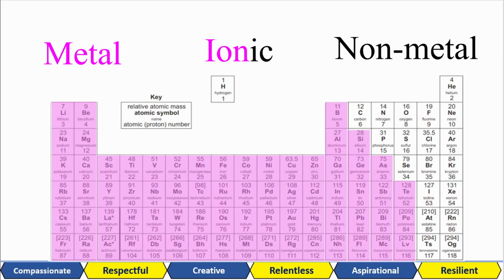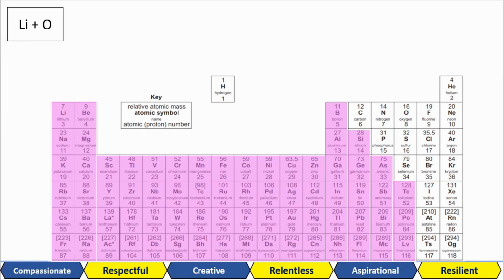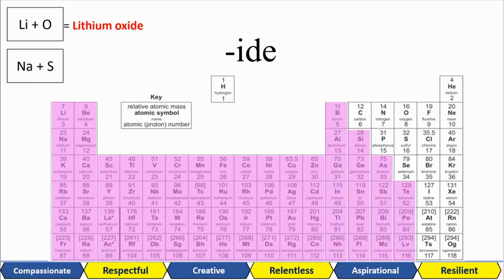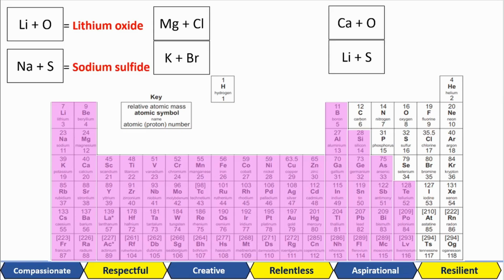Let me give you an example. Lithium and oxygen will make lithium oxide. Clock what has happened here. The name of the metal, which is the thing on the left, has not changed, but the name on the right has changed into an ide, okay? Here's another example. Sodium and sulfur. That makes sodium sulfide. Alright, now have a go at naming these four chemicals.